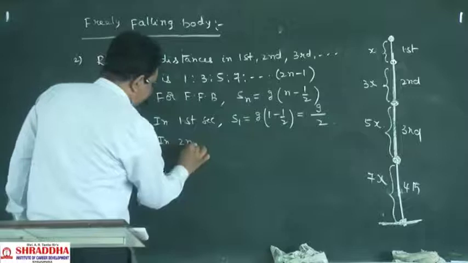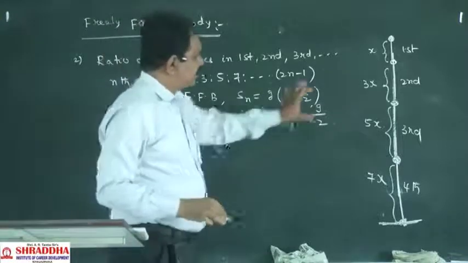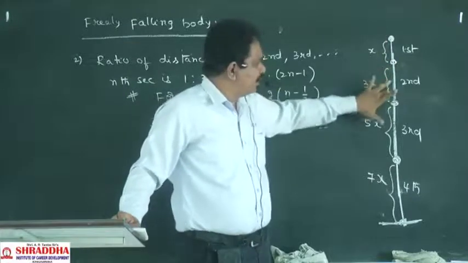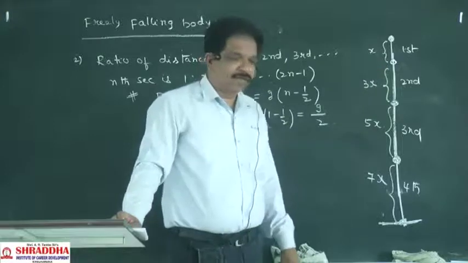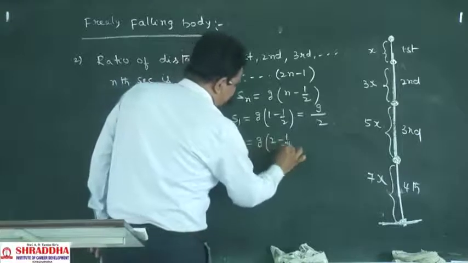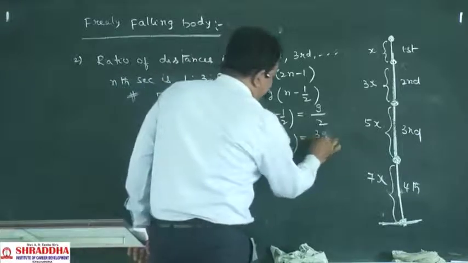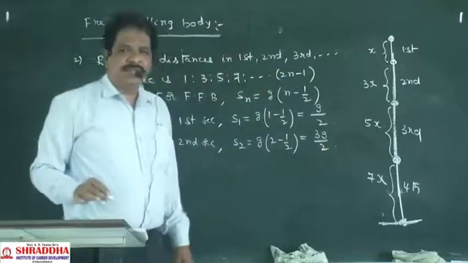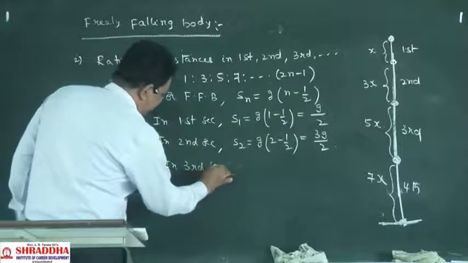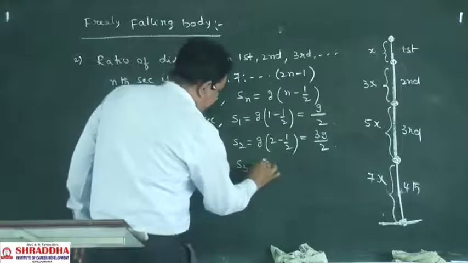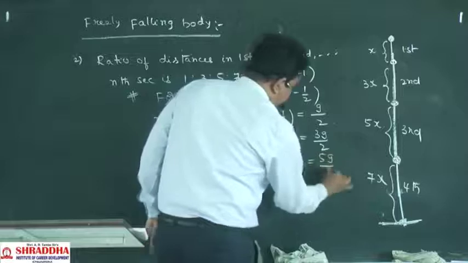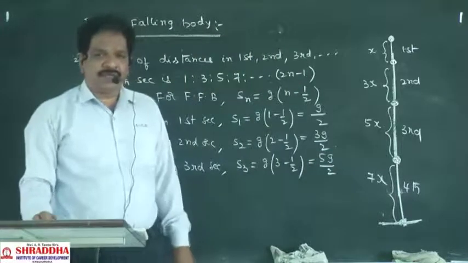In the second second, in the previous problem what we calculated in total, that will be equal to 4x. Here S2 is equal to g into 2 minus 1 by 2. This value will be 3g by 2. In the third second, S3 is equal to g into 3 minus 1 by 2. This value will be 5g by 2.